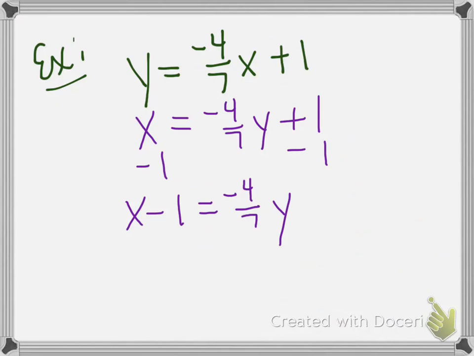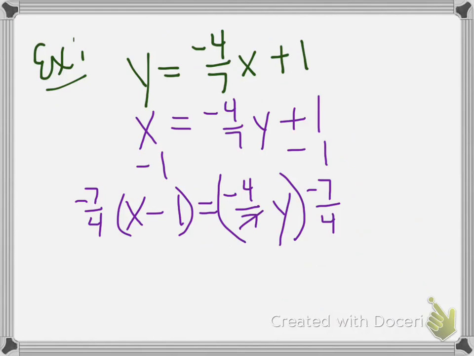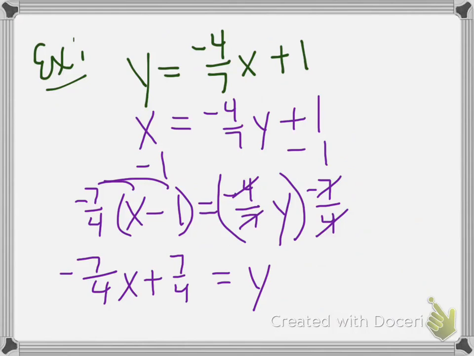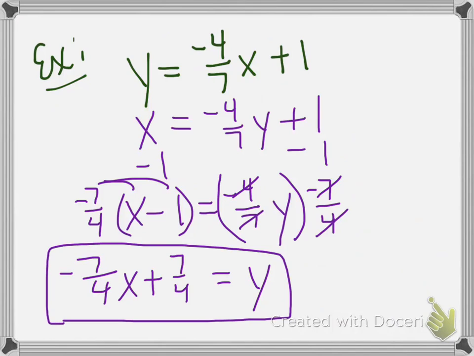Now I have to get rid of this fraction, and to get rid of the fraction I have to multiply by the reciprocal. Multiply by negative 7 over 4 on both sides. On the right side, this all cancels and leaves me with y. And on the left side, I am going to distribute this. So it'll be negative 7 over 4x plus 7 over 4. So that's your inverse.